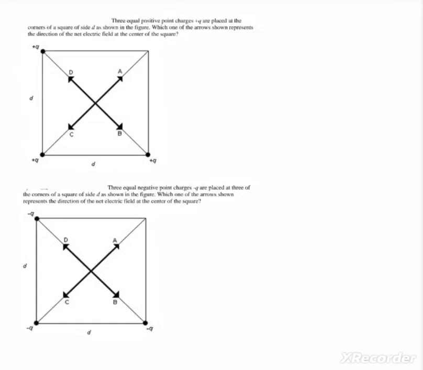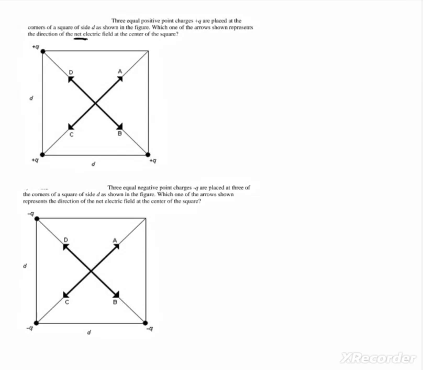On the top question, we have a square and we have three positive charges named Q at three of the locations. So we have one on the top left, one on the bottom left, and one on the bottom right. And this is a square, so each side is equal to each other. So the question is, which one of the arrows, A, B, C, or D, shown represents the direction of the net electric field in the center of the square?